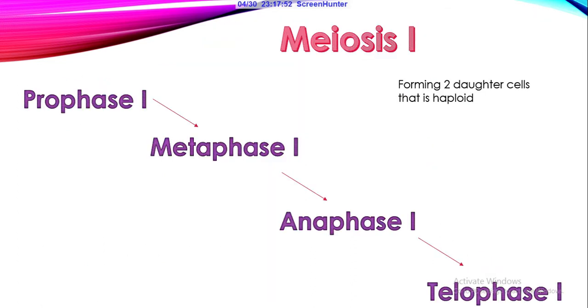Next, we will look at meiosis 1 first. If you can see, these are the stages. We have prophase 1, followed by metaphase 1, followed by anaphase 1, and the last one is telophase 1. The aim of meiosis 1 is to form two daughter cells that are haploid. Meiosis 1 cannot stop there. It will be continued by meiosis 2 to form the complete 4 haploid daughter cells.